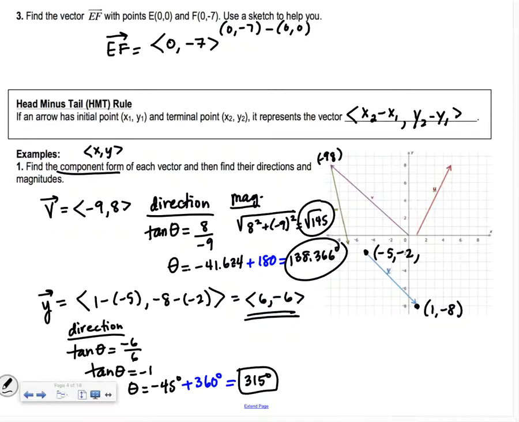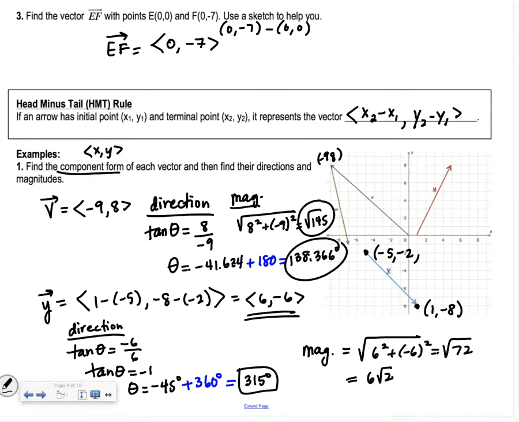All right, and then what about the magnitude? So the magnitude is going to be 6 squared plus negative 6 squared. So he's saying square root of 72. Do we leave it like that? No. How do we write it? What's the biggest perfect square that goes in there? 36 goes into it. So if I have square root of 36 and square root of 2, 6 root 2.